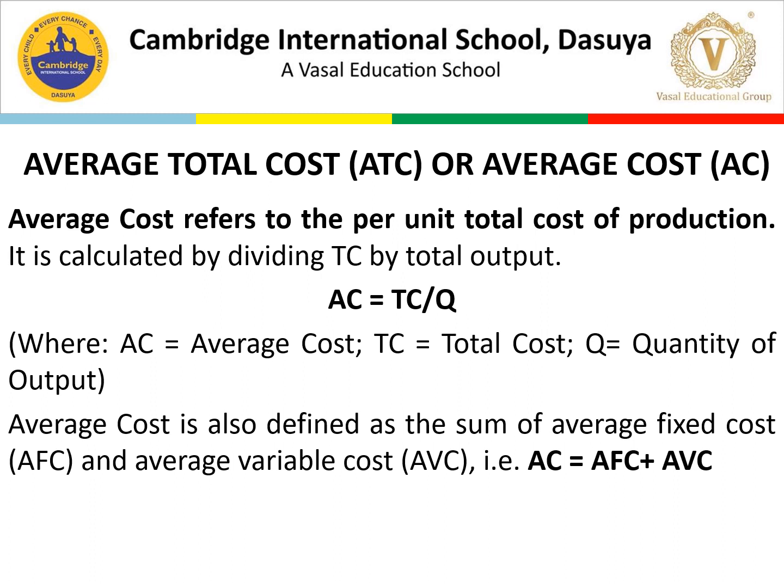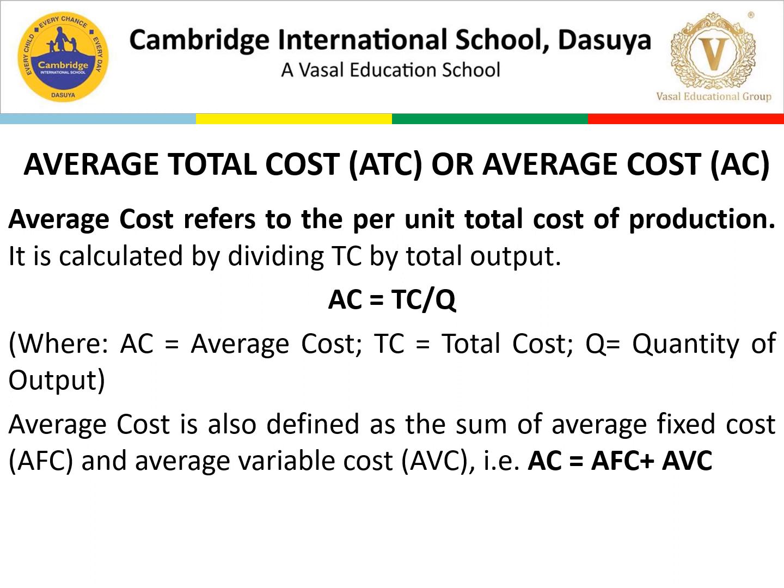Now average cost is also defined as the sum of average fixed cost and average variable cost. So AC is always equal to AFC plus AVC. So that was the point.